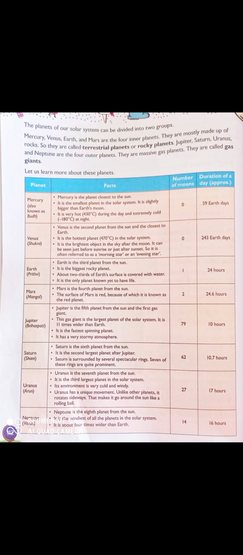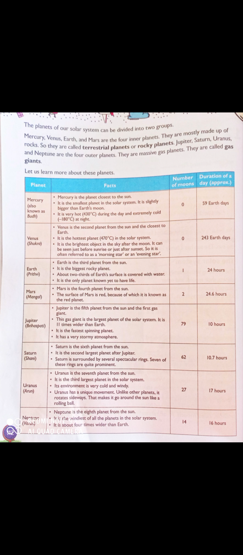Here, the planets of our solar system can be divided into 2 groups. The first one is terrestrial planets or rocky planets and the next one is gas giants. So the 4 terrestrial planets or rocky planets are Mercury, Venus, Earth and Mars. Why are they terrestrial or rocky planets? Because they are mostly made up of rocks. Next is gas giants, gas planets. The 4 gas giants are Jupiter, Saturn, Uranus and Neptune. Because they are massive gas planets, they are also called gas giants.